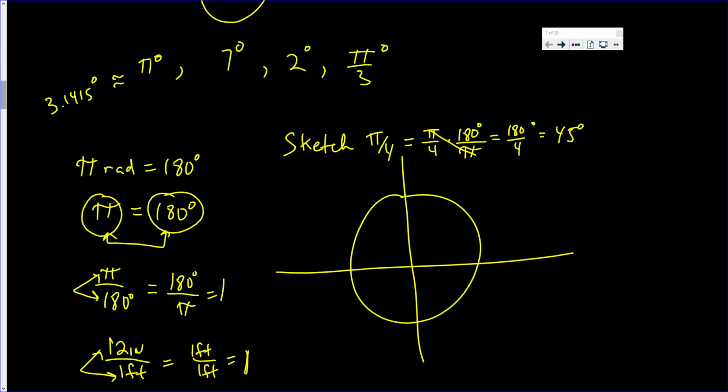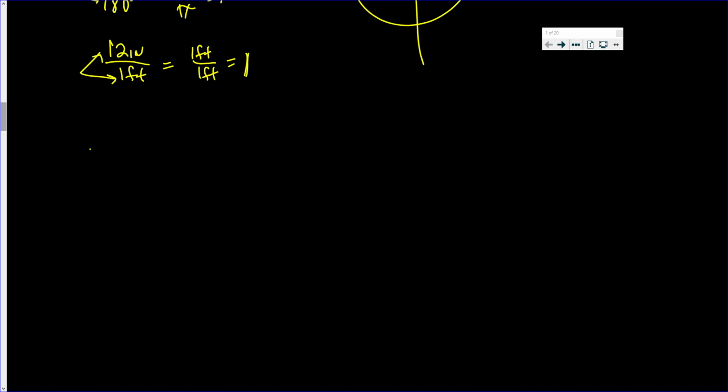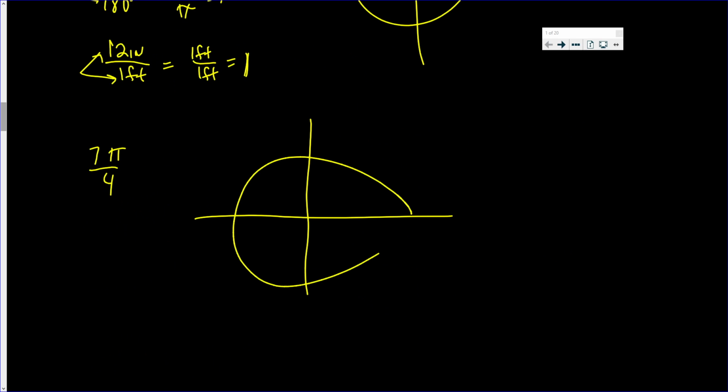So off the positive x-axis, we know that if we go up to here, it's 90 degrees. So 45 is halfway. That angle, 45 degrees, is pi over 4 radians. How about you're asked to sketch 7 pi over 4? Now, there's a couple of ways of doing this. 1 pi over 4, 2 pi over 4, 3 pi over 4, 4 pi over 4, 5 pi over 4, 6 pi over 4. Here it is, 7 pi over 4. It is that angle.